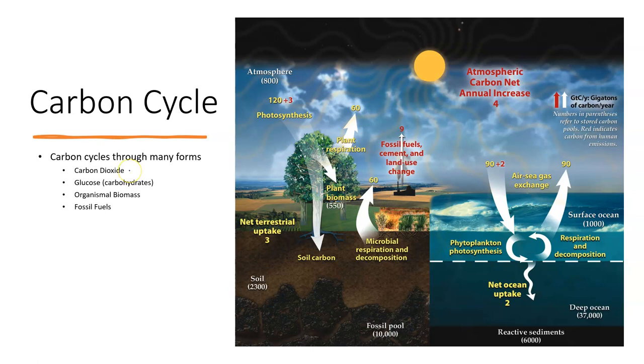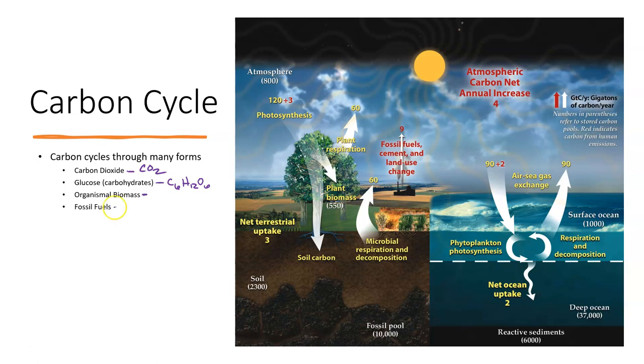Carbon dioxide, as we already discussed, is an inorganic form. Carbon dioxide is CO2. It does not contain hydrogen, and therefore is inorganic. Glucose is organic, that is C6H12O6, containing carbon, hydrogen, and oxygen, making it organic. Organismal biomass would be both plant and animal. Obviously, that would be organic as well. That's what makes up the mass of the organisms.